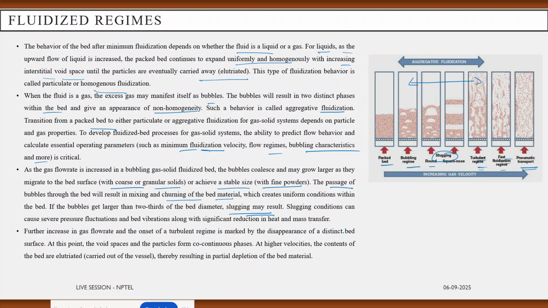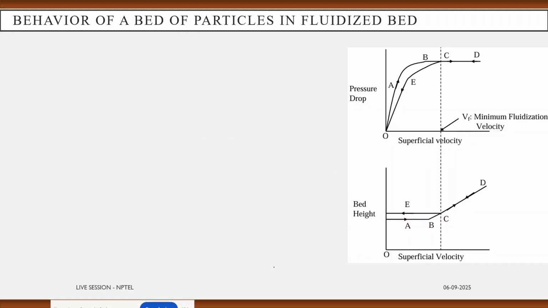With a further increase in the gas flow rate, the turbulent regime will appear, where disappearance of the distinct bed surface will be observed. At this point, the void spaces and the particles form a co-continuous phase. At higher velocities, the contents of the bed are elutriated, thereby resulting in partial depletion of the bed material.